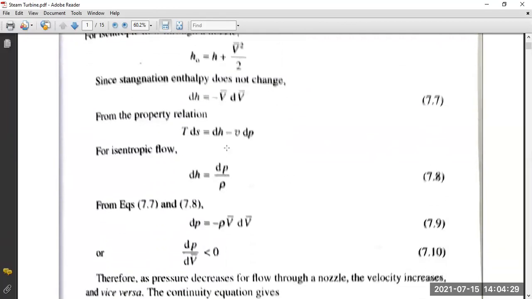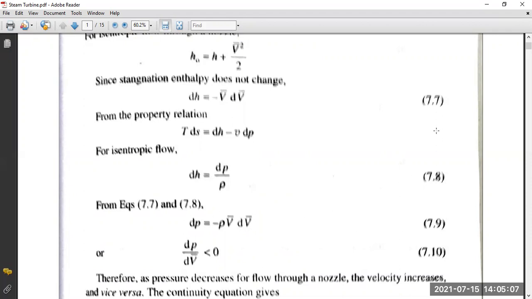dH is equal to V dP. I'm sorry, I'm wrong, dH is equal to V into dP, which is again equal to dP by rho, because 1 by rho is the specific volume of the fluid, meaning the volume of fluid per unit mass. So for isentropic flow, the change in enthalpy is equal to the change in pressure divided by the density of the fluid itself.